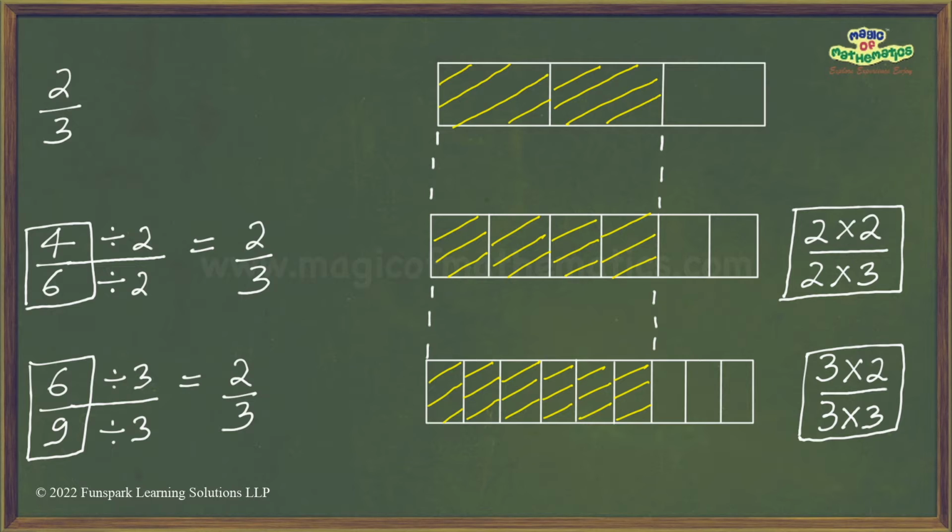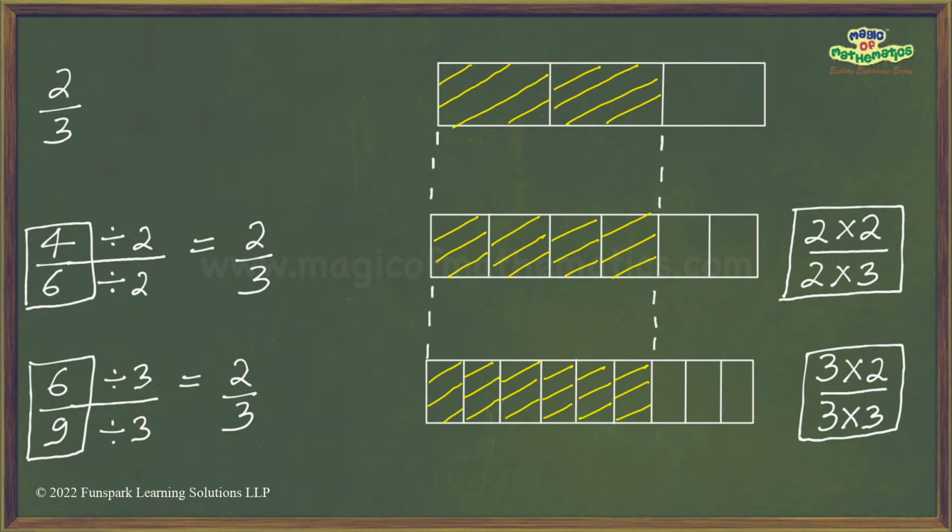We say that the fractions 4 over 6 and 6 over 9 have been reduced to their lowest terms or their simplest form, 2 over 3. So to reduce a fraction to its lowest terms or its simplest form, we need to find a big enough common factor between the numerator and denominator, such that after dividing them by this common factor, the numerator and denominator have no other common factors other than 1.